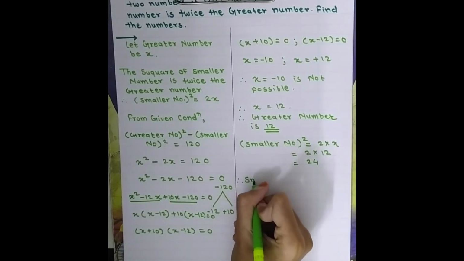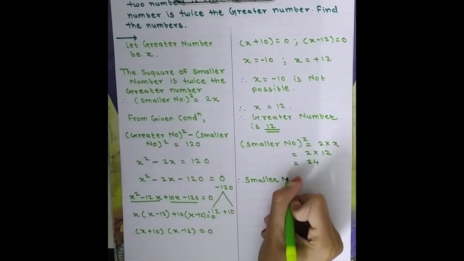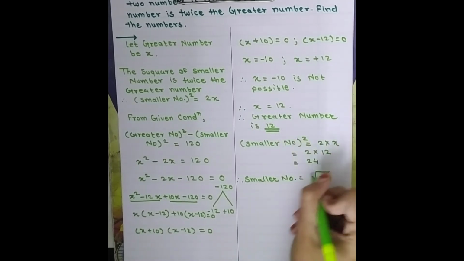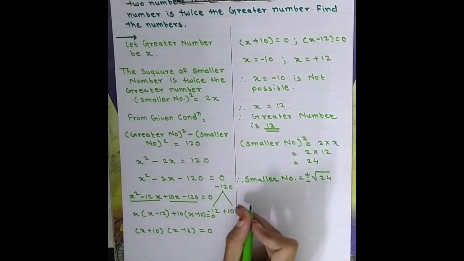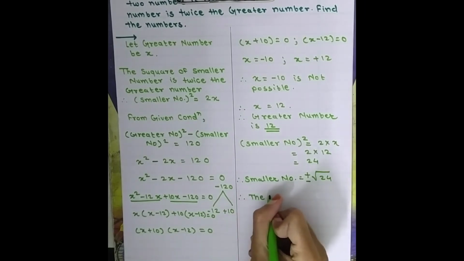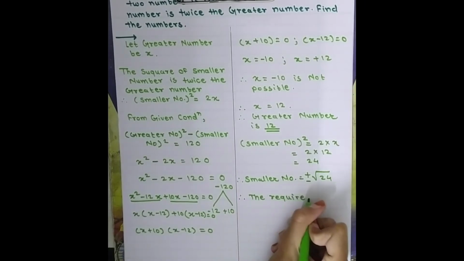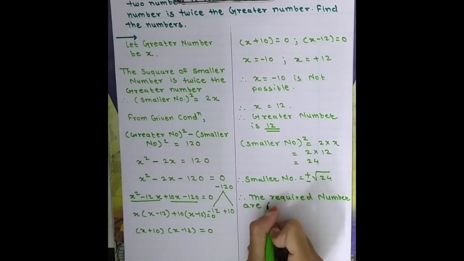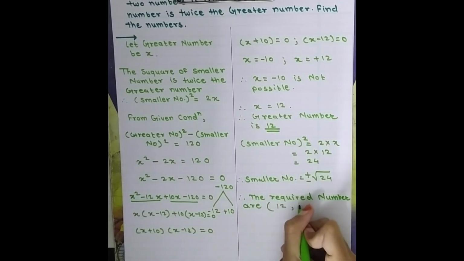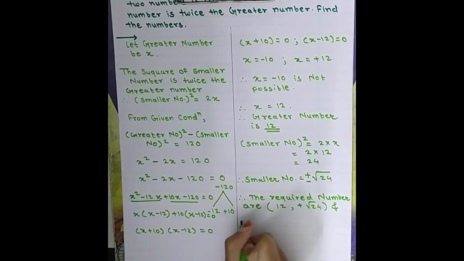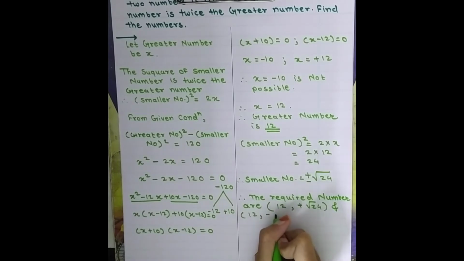Therefore, the smaller number is equal to root 24. This square goes here, so here we write plus and minus. So therefore, the required numbers are 12 plus root 24 and 12 minus root 24.